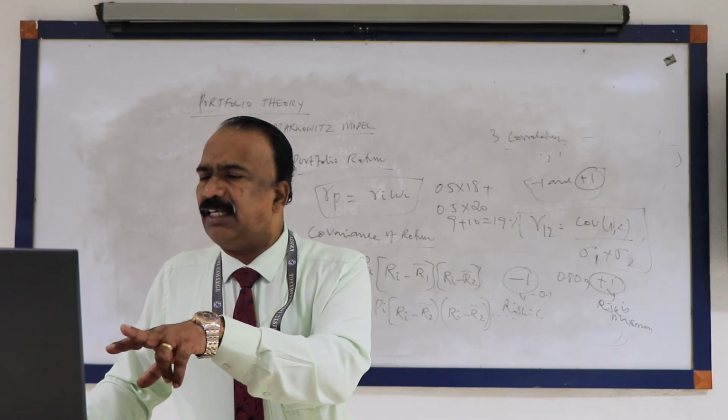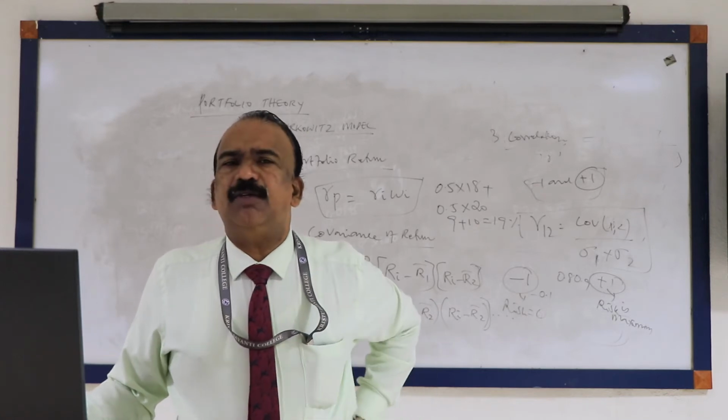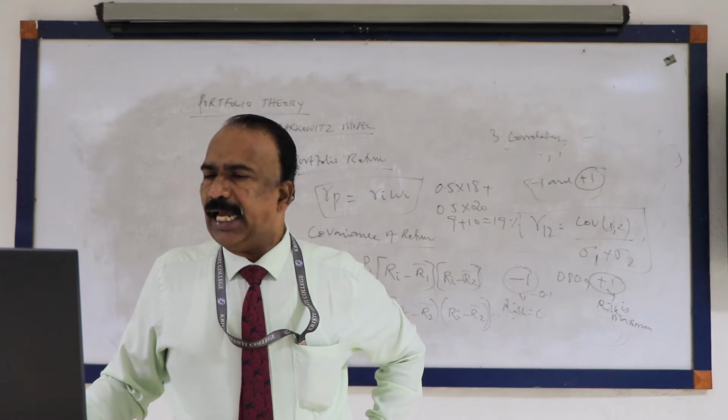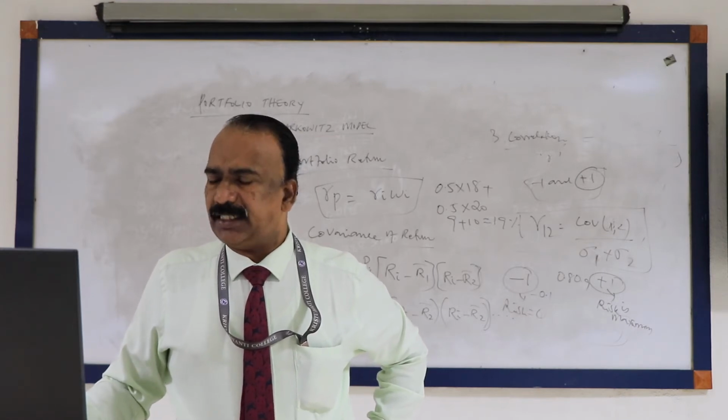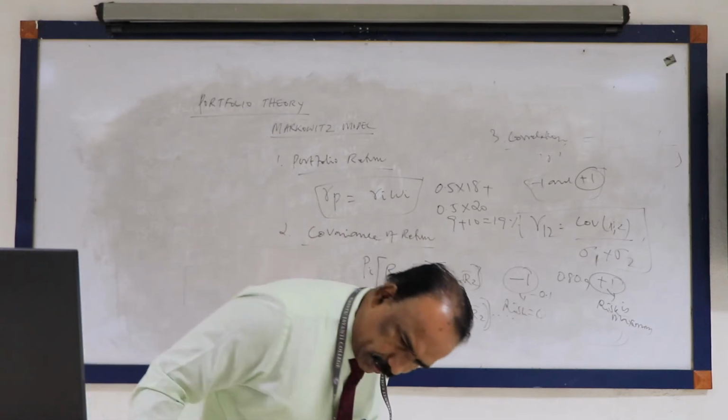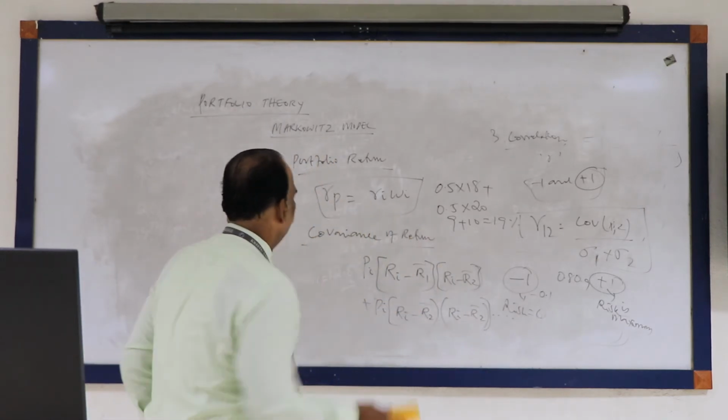So here 2 stocks are given. We need to calculate the standard deviation of the 2 stock returns. We need to calculate the covariance between the 2 stock returns. And we need to calculate the correlation between the 2 stock returns. So let us move forward.